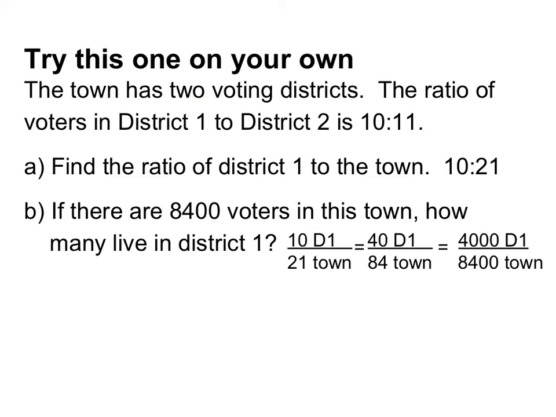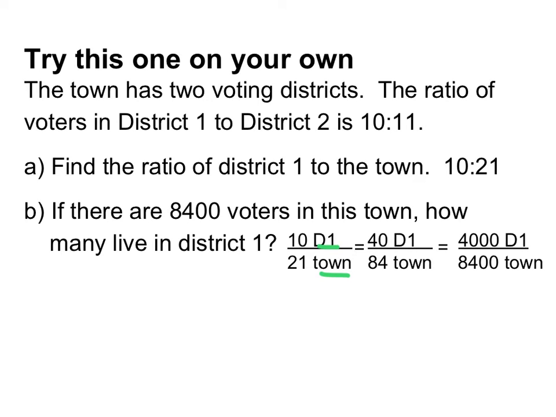Okay, so if there are 8,400 voters, how many live in District 1? So now we're comparing the town to District 1. So that is going to be our setup. In your equation, you need to have District 1 and you need to have the town. Now, if you flip those over and put the town on the top and District 1 on the bottom, that is totally fine. That definitely works.